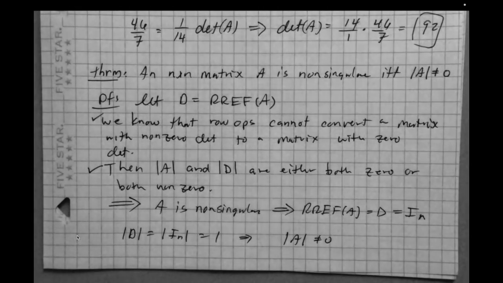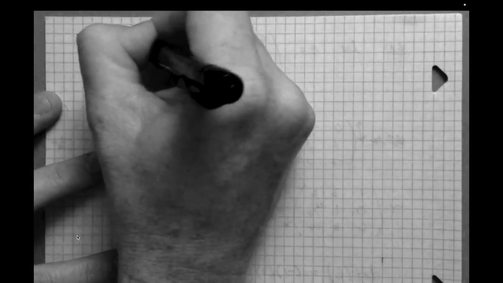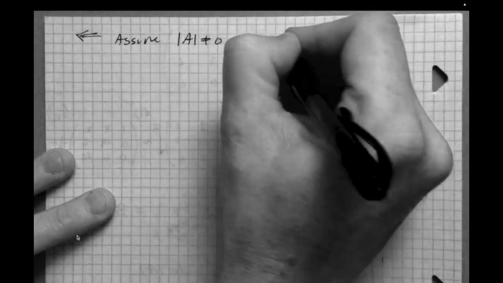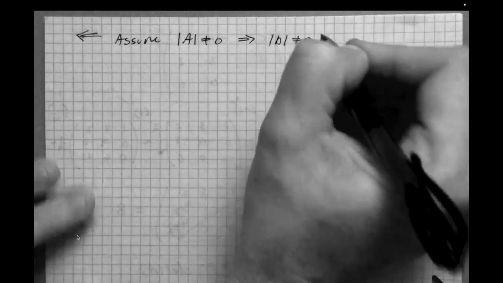Okay, that's the one direction. What about the other direction? Okay, let's go the other way. It's an if and only if statement. So let's assume that the determinant of A is non-zero, and we'll show that that implies that A is non-singular. Right, so assume the determinant of A is non-zero, then the determinant of D is non-zero, by our earlier reasoning, of course.